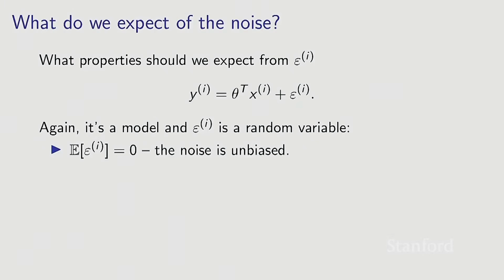Okay, so it's going to be a random variable. We're going to assume it's stochastic. That's going to allow us to do a bunch of analysis on it, okay? And in particular, what we're going to assume is that the expected value of epsilon i equals 0, okay?